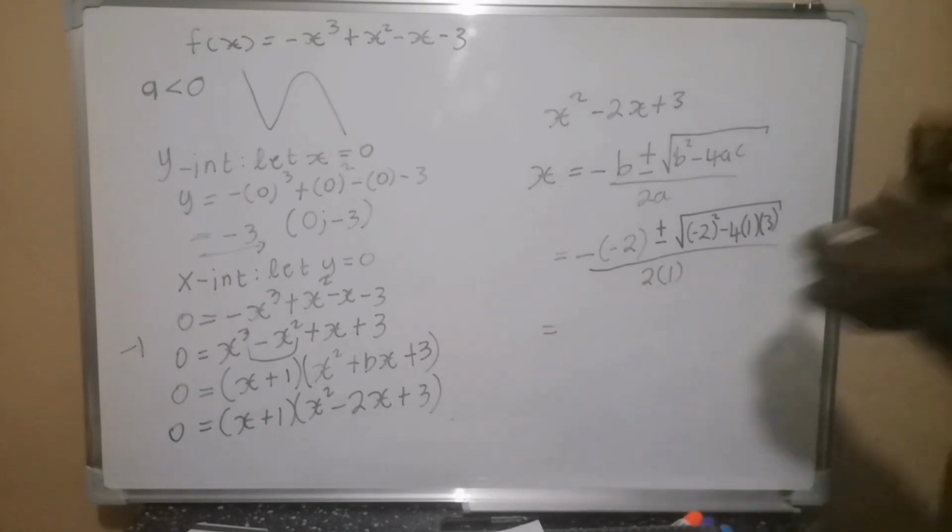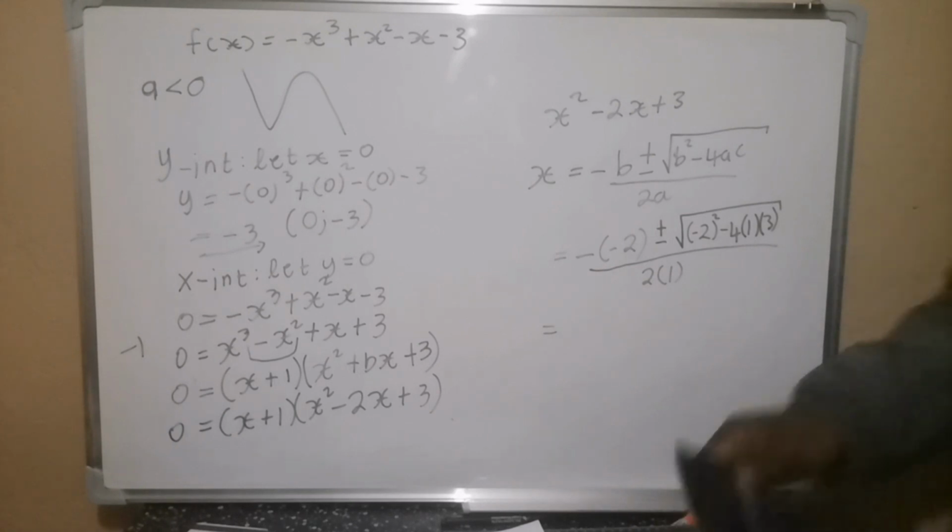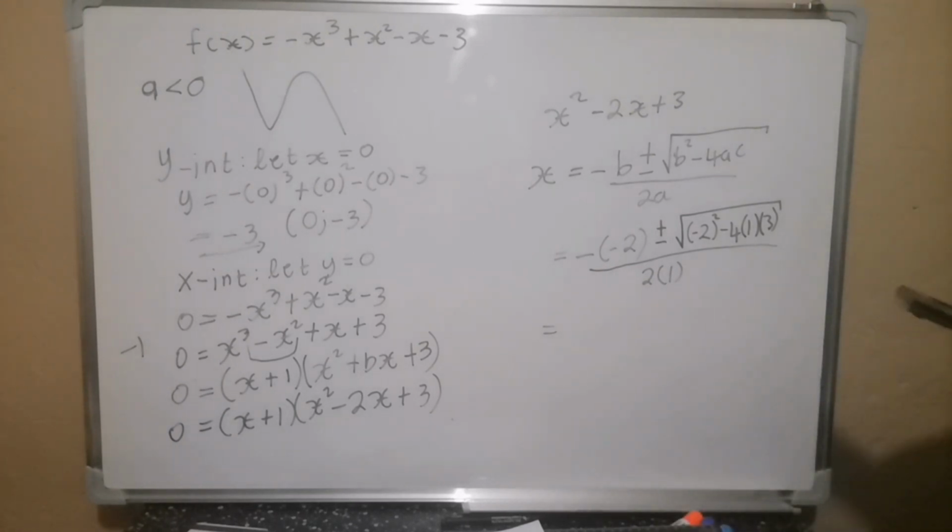This is equal to, so let me just put this on the calculator. Negative 2 squared minus 4 times 1 times 3, and this equals to 2 times 1 here. It gives me a math error.